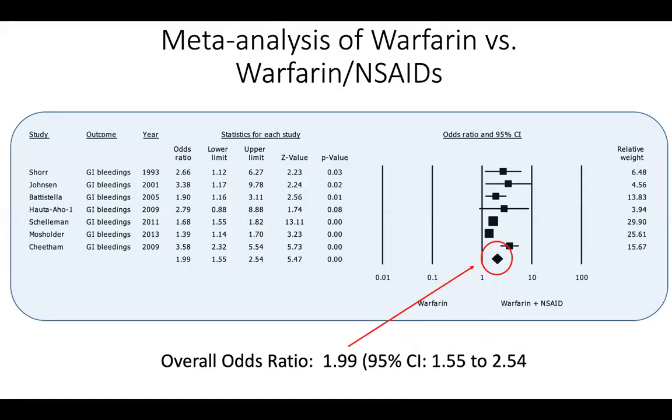And from those studies, from the 651 studies, we studied gastrointestinal bleeding when we compared the use of warfarin alone and warfarin plus NSAID. And as you can see there, the odds ratio for gastrointestinal bleeding when exposed to warfarin and an NSAID was 1.99.